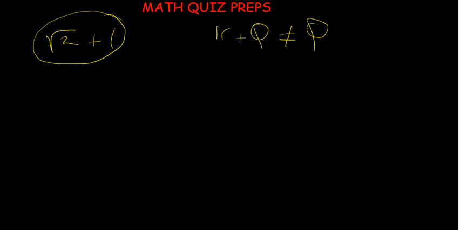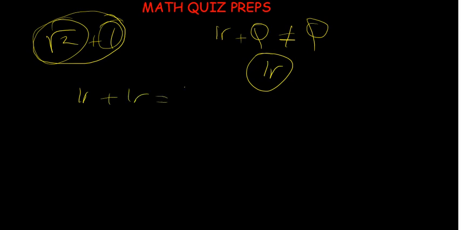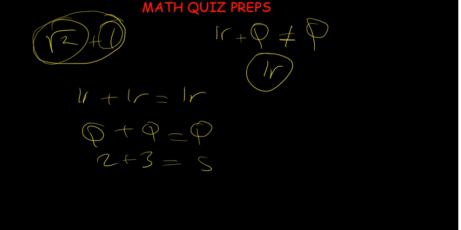So this is rational, this is irrational. Whenever you're adding two numbers, rational and irrational, the answer will always be irrational. And whenever you're adding two irrational numbers, the answer is always irrational. At the same time, when you add a rational number with a rational number, the answer is always rational. You can prove that 2 plus 3 is equal to 5. So this is approved.